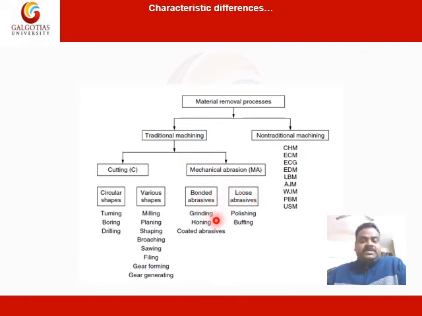We use bonded abrasives in grinding, honing, and coated abrasives. In case of loose abrasives, we use them for polishing and in buffing.